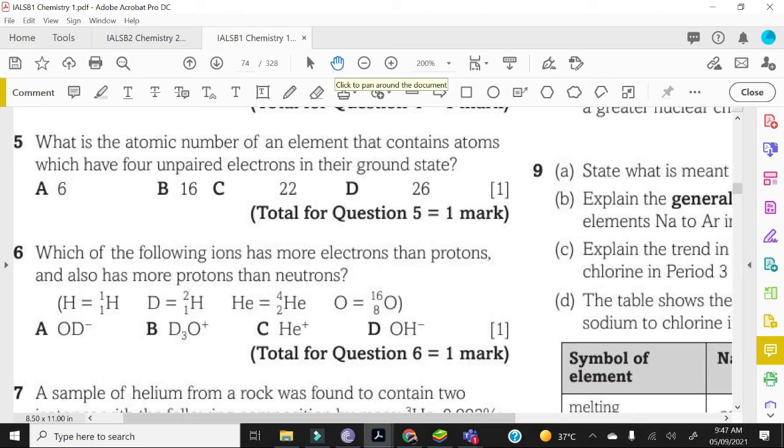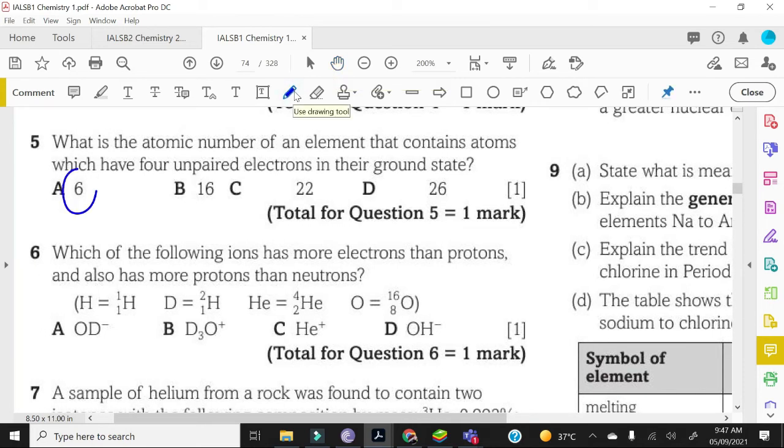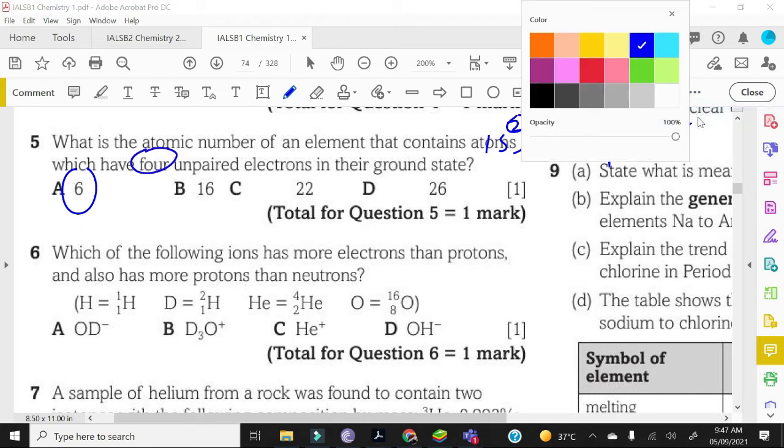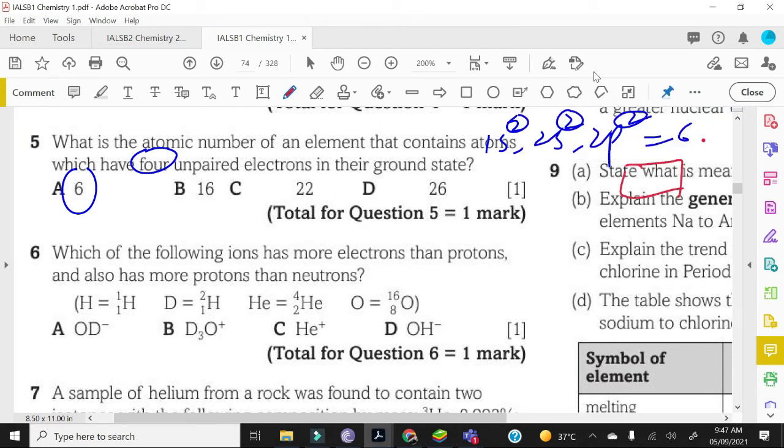Okay, let's do the configuration for each one and see. First of all, 6 electrons. So I'm doing the configuration here. It is 1s2, 2s2 and 2p2. Total electrons are 6. They're asking how many unpaired electrons? 4. How many unpaired do I see here? In this case, 2, only in p. So 2 unpaired electrons are there.